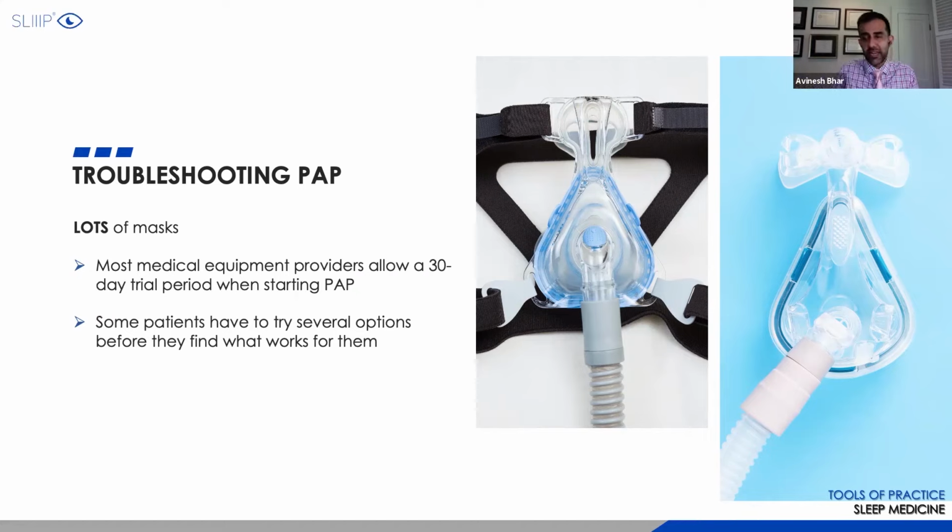So normally, the DME company or even we will not tell them that you can change. But if we continue to have issues, like patients complain it's not working out, we'll go ahead and switch that out. And it's true, most manufacturers will allow a 30-day, no questions asked return on these masks to be exchanged for something else.